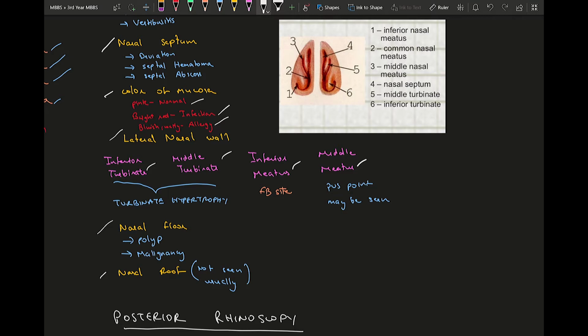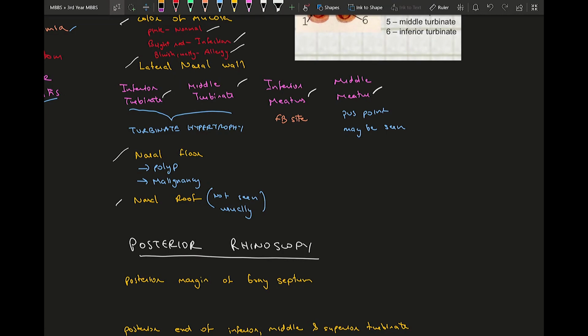And then the inferior meatus, where the nasolacrimal duct opens, is usually very narrow and cannot be visualized. But if you use some kind of pressure and open it up, you can see, and this is usually the common site of foreign body in the anterior part of the nose. Finally, in the middle meatus opening, you may see a pus point, which gives us a hint of maxillary sinusitis. And then on the nasal floor, you can see any kind of polyp or mass, basically any malignancy or nasal mass. The nasal roof is usually not seen because it's superior and posterior.